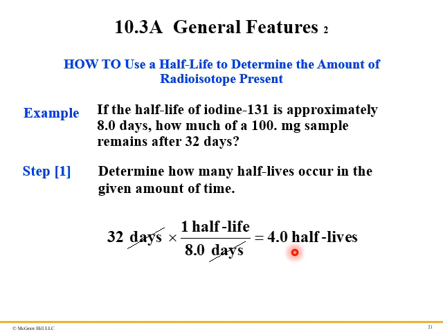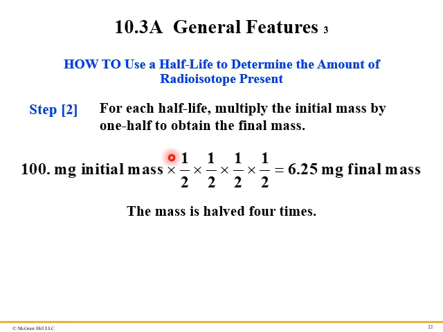Once I know that I have 4 half-lives, and I have my initial sample, 100 milligrams, it'll be 1/2 of 1/2 of 1/2 of 1/2, right? 4 times, which is what we do here. So once I multiply 100 milligrams, my initial mass, times 1/2 4 times, I end up with 6.25 milligrams as my final mass, right? It got halved and then halved and so on. That's pretty much it. It's fairly straightforward. The only thing we need to figure out is how many half-lives and what the initial mass is.